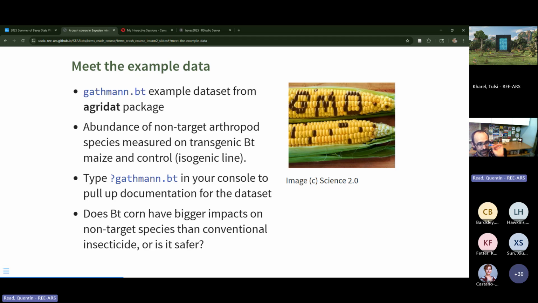So this is just a very, very simple example data set. It's in the AgriDat package, like many of the example data sets we're using in this workshop. Basically, it's just a very small data set that was published by Gottman et al. It's called Gottman Bt, and it is the abundance of some arthropod taxon. Some of the measurements were taken on transgenic maize and some in the control group, the non-transgenic isogenic line. And we want to know, does the Bt corn have bigger impacts on non-target species than conventional corn with insecticide, or is it safer?